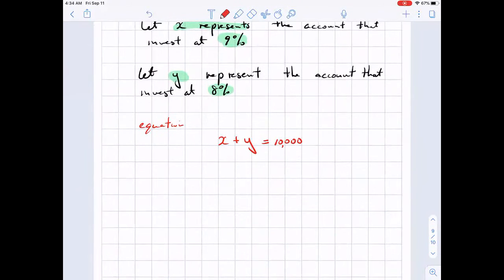So we have 9% or 0.09x plus 0.08y, and that is equal to the money we earned in interest, which is $860. So this is the interest money. The second equation has to do with all interest.